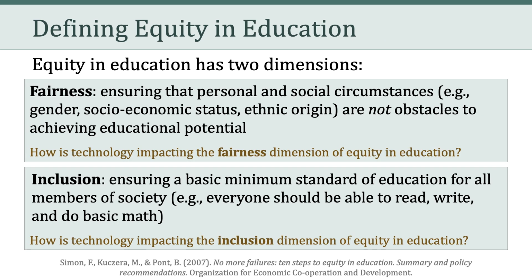And if we connect that back to the fairness dimension of equity, recall that fairness means ensuring that personal and social circumstances are not obstacles to achieving educational potential. And when it comes to the inclusion dimension, that means ensuring that everyone has a basic minimum standard of education. And as Darling-Hammond suggests in her analysis of the 2003 PISA results, we are not living up to those ideals.